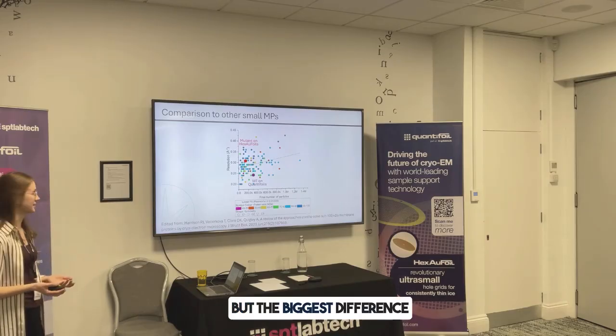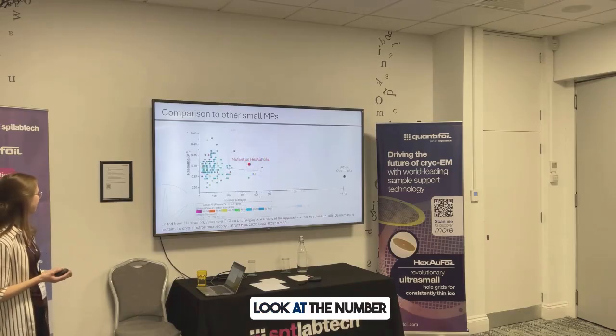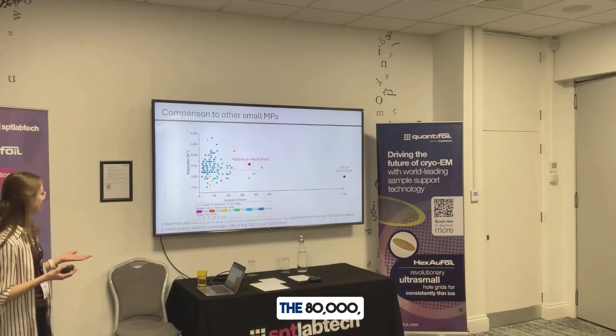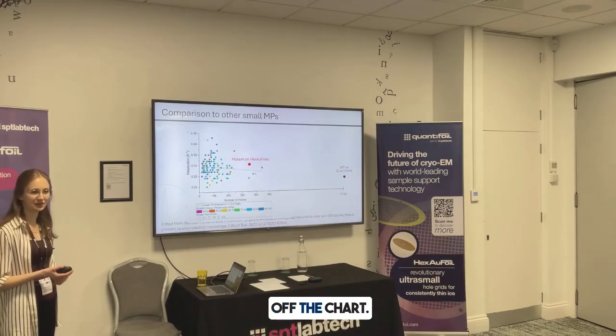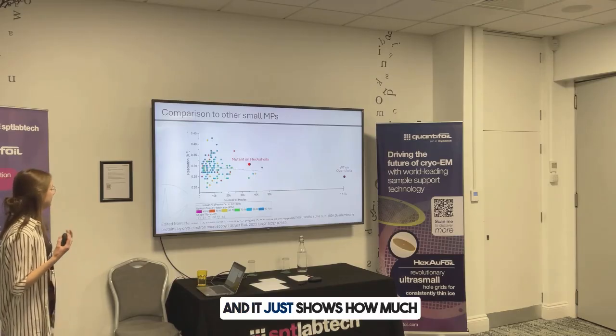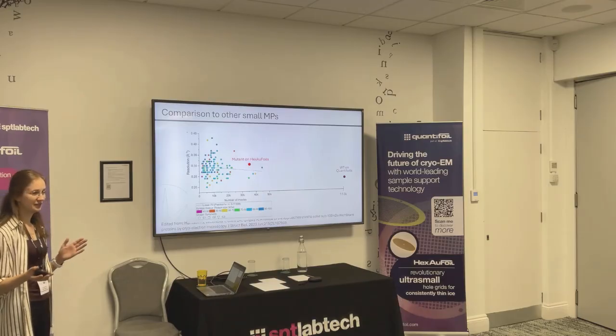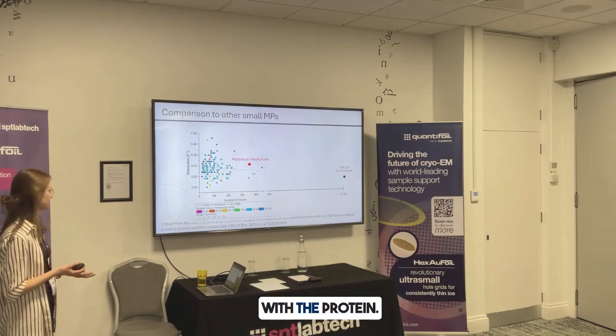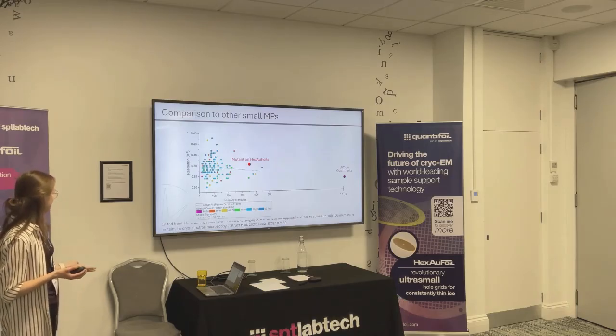But the biggest difference comes when we look at the number of movies required, where even if I plotted the 80,000, this is quite literally off the charts. And it just shows how much the HexAuFoil grid helped with the protein.